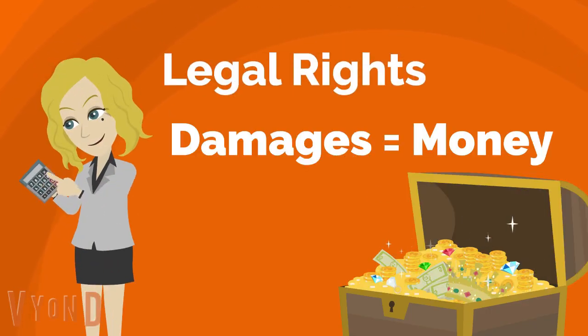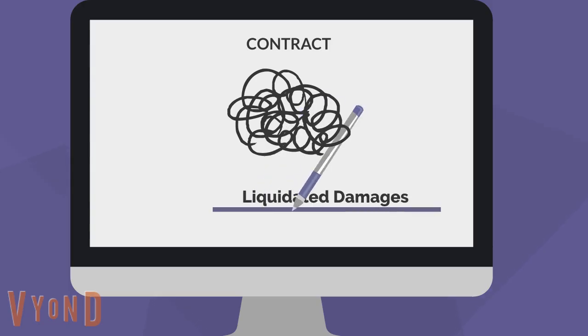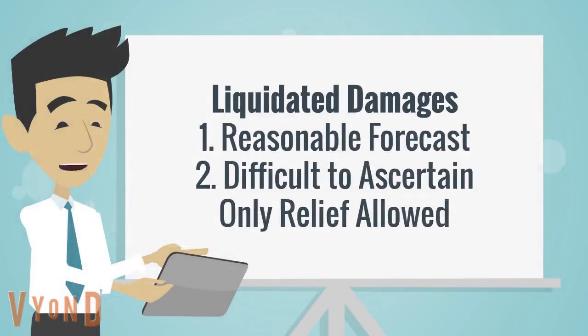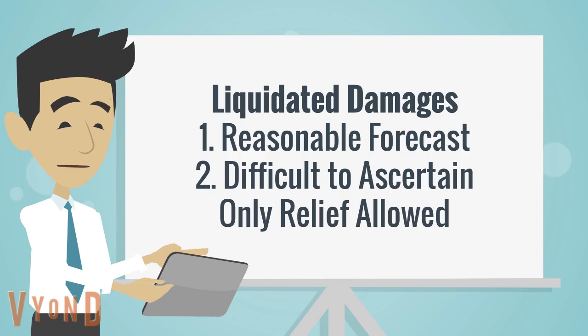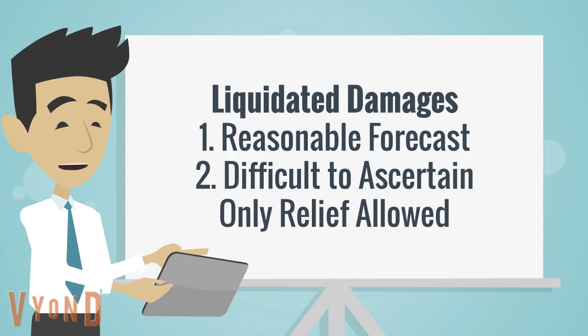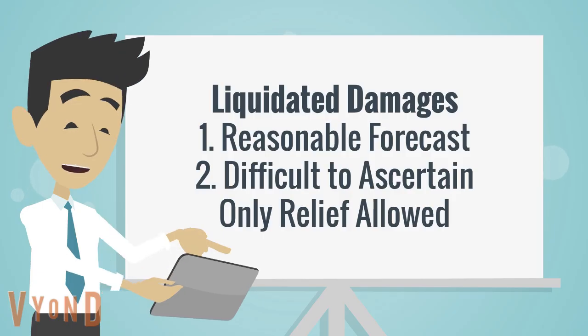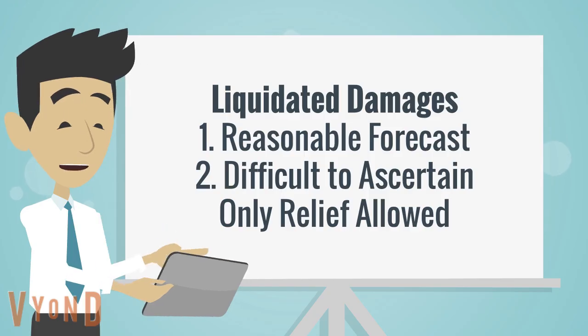When we talk about legal remedies in contracts, we are always talking about damages, which, as you know, is money. First up is liquidated damages. In some contracts, there will be a clause that spells out what the money damages will be in the event of a breach. The amount is required to be a reasonable forecast of the damages while at the same time being difficult to ascertain. If these 2 elements are not met, the courts may consider the amount punitive and disallow the clause.